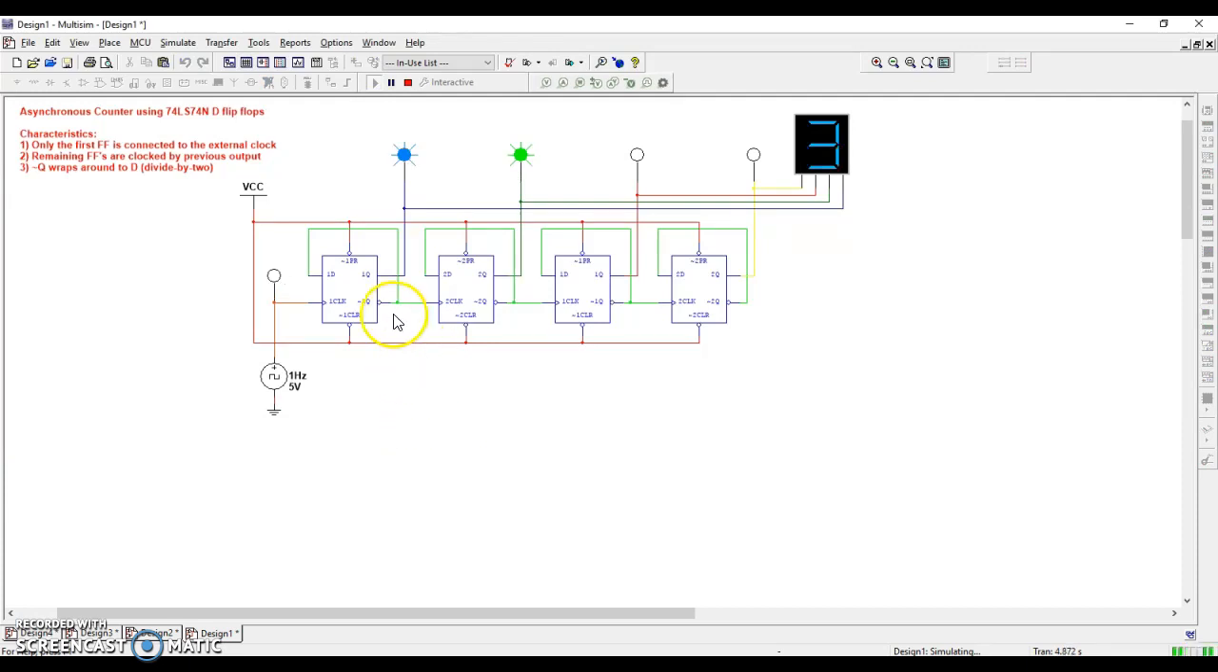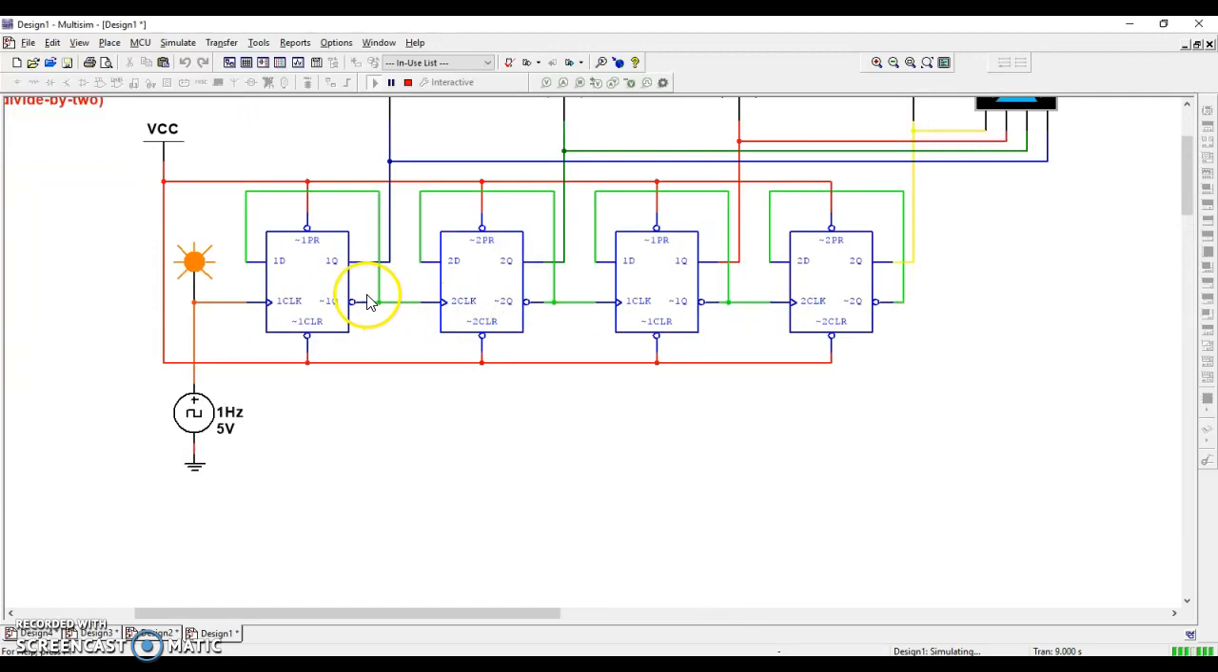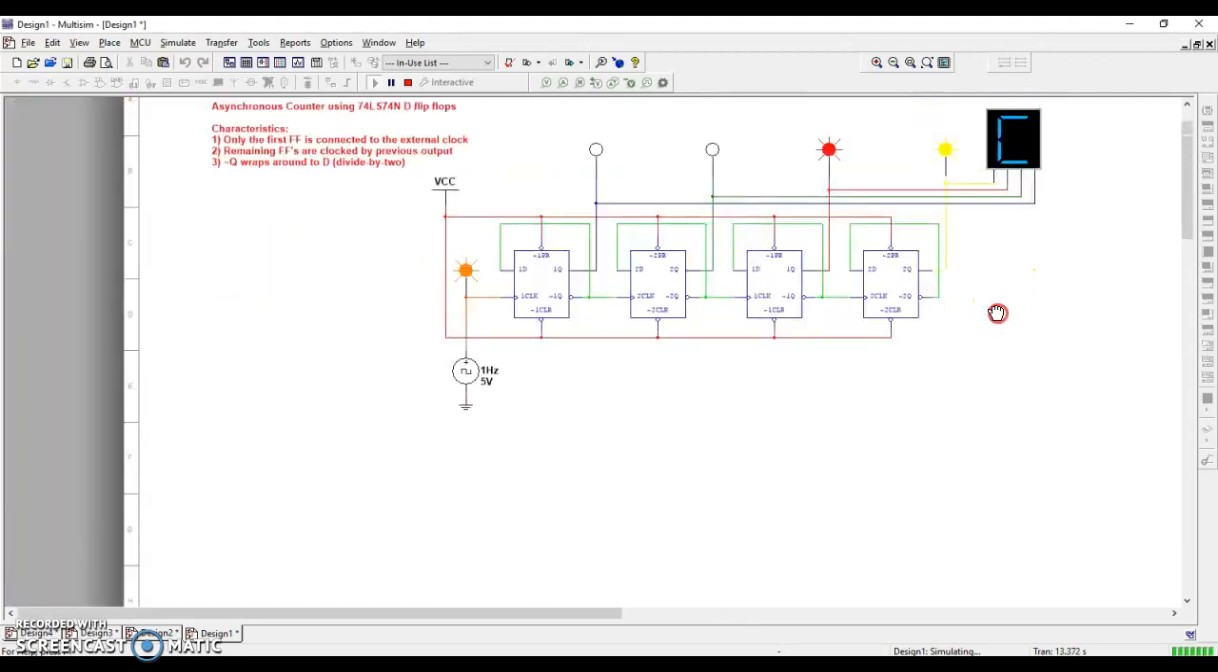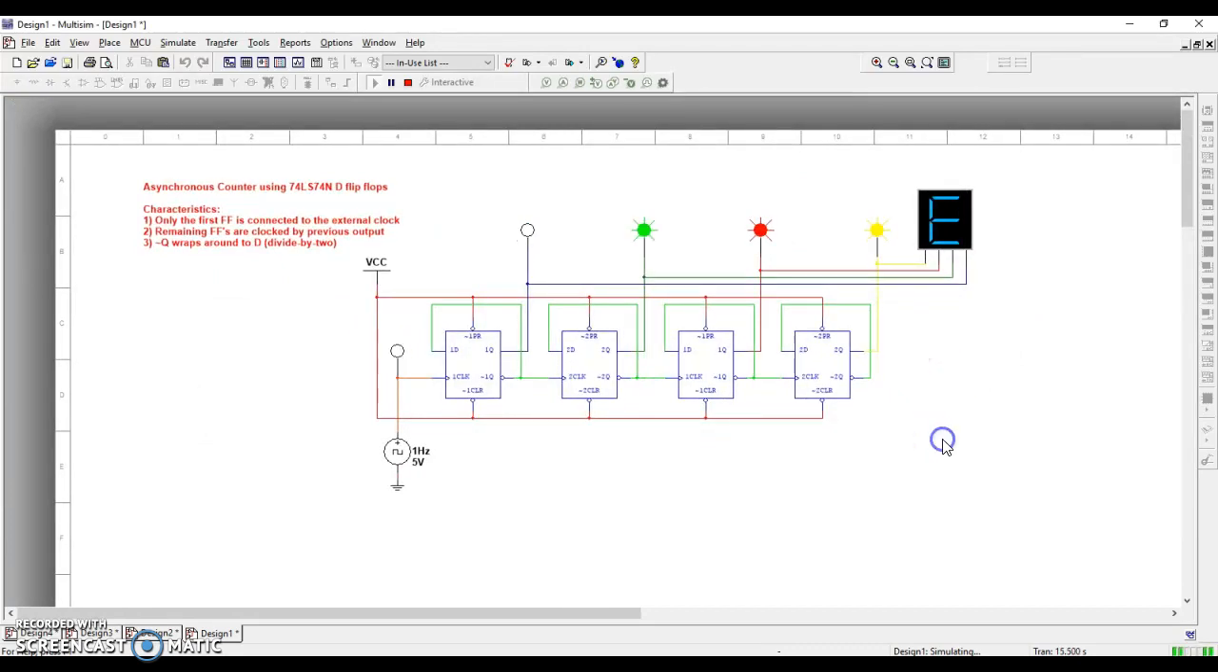And they're all connected together. All the Q dots wrap around to a D. All of the flip-flops get their input from the previous output, even this one, all the way down the line. So those are asynchronous counters. Again, asynchronous because they are not synchronized, meaning that the blue one changes first, and then that ripples down to the green one, which then ripples down to the red one, which then ripples down to the yellow one. So that's why they are asynchronous counters. The only external clock that we have is connected to the first one.